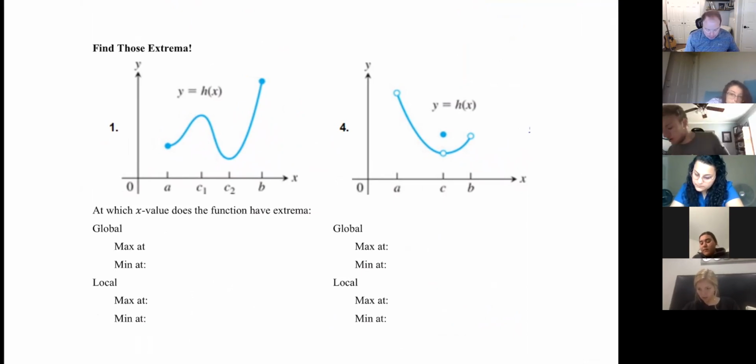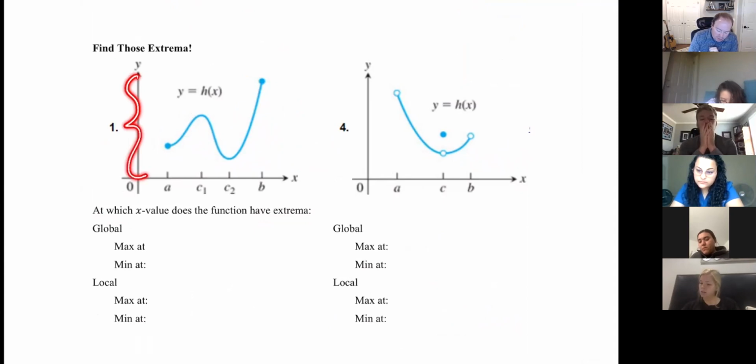But notice how this is worded. At which x values does the function have extrema? Notice that we don't have the y values given to us, so we're just looking at where they occur. We're not actually looking at what their values are.